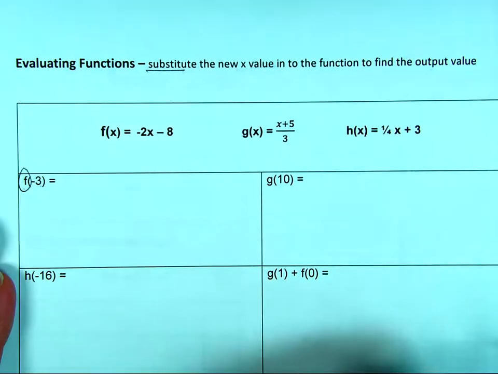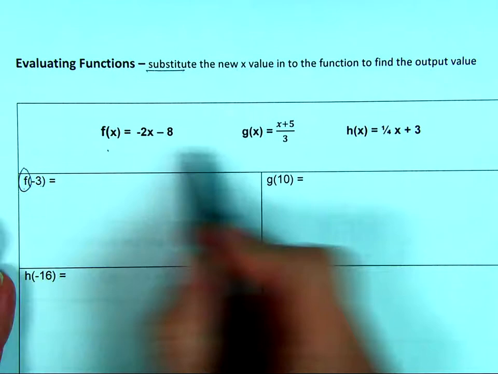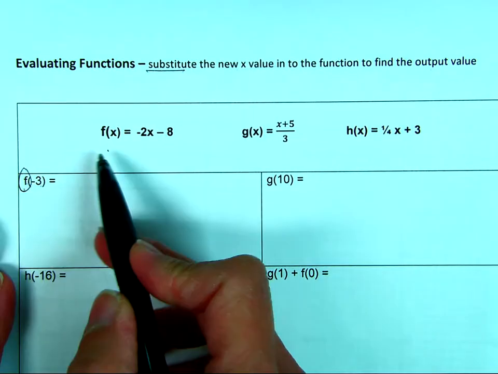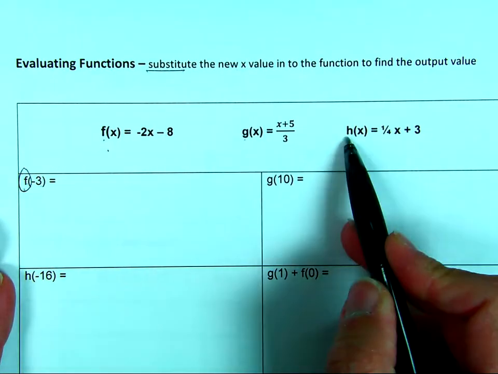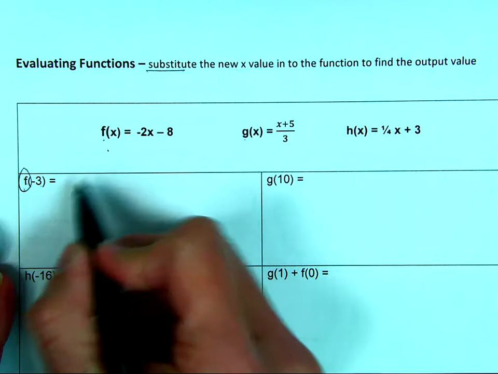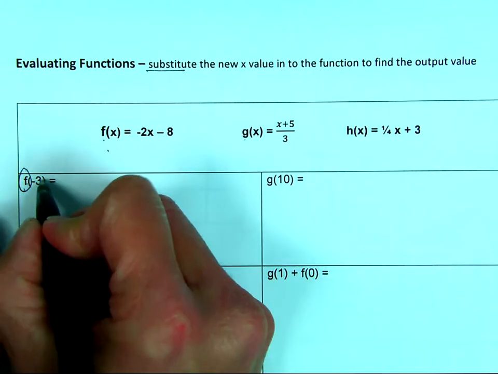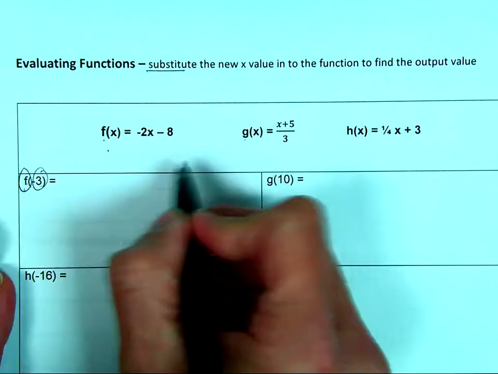Notice it says f. F is telling me which one to use. I have to go to the function whose name is f. This one's name is f. This one's name is g. This one's name is h. So I have to go to the one that says f. And then it says, hey, put -3 in for x. Tell me what you get out.